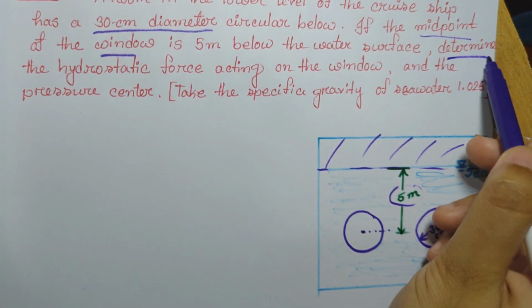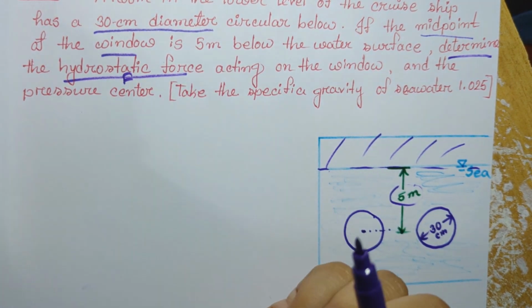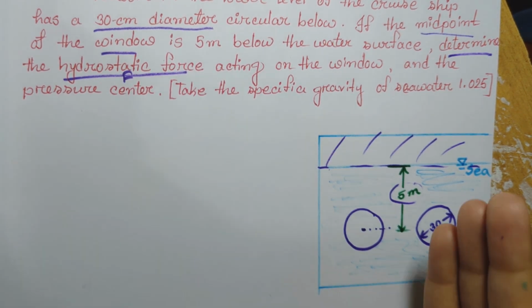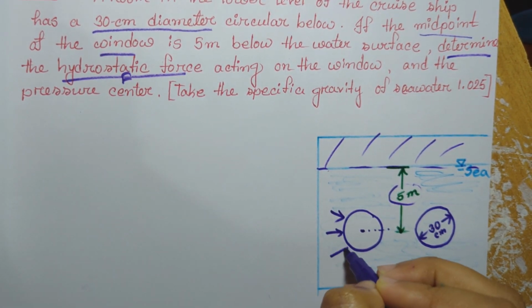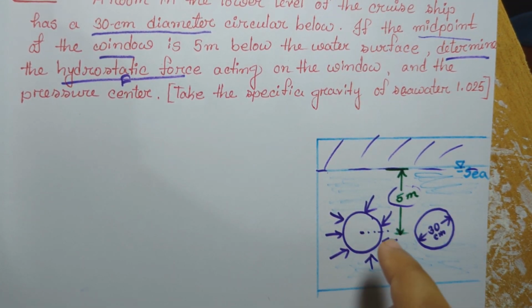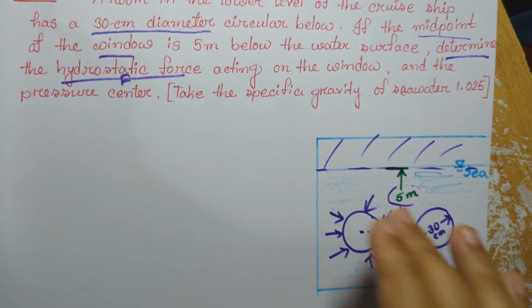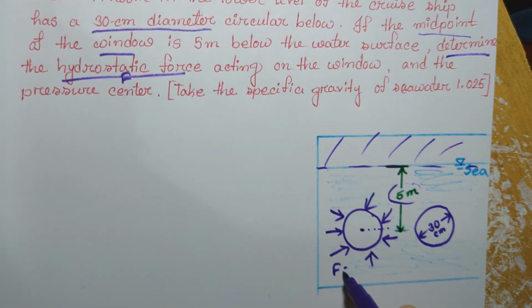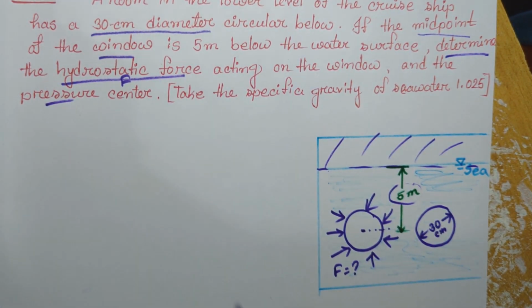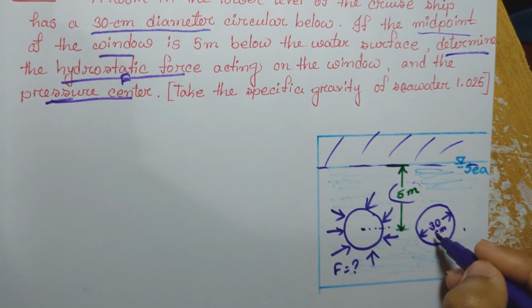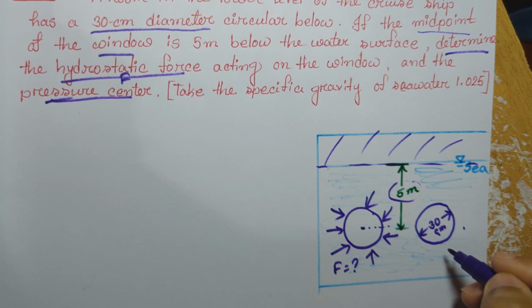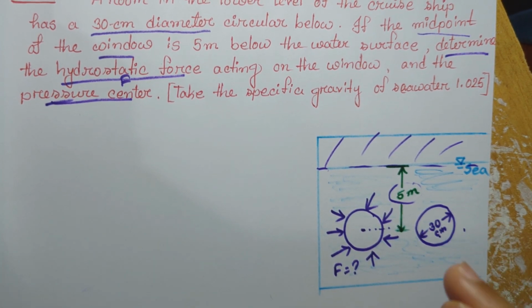Now we have to determine the hydrostatic force acting on this window. A hydrostatic force will work upon this window as it is submerged under this fluid. That force is exerted by this fluid, so we have to find this F, and the pressure center. We know that all hydrostatic force will work on this specific pressure center, suppose this is the pressure center of this window.